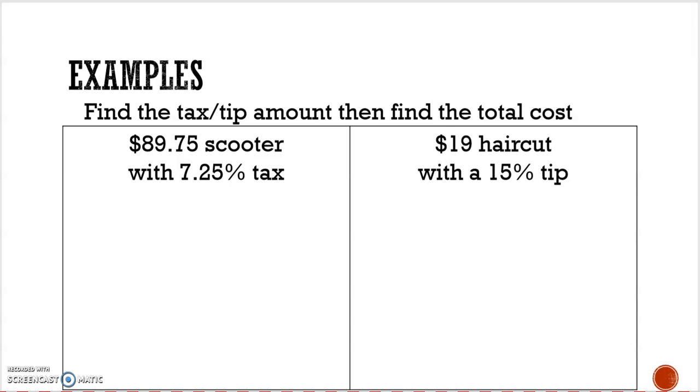All right, so a few examples. We're going to start by finding the tax or tip amount, and then we are going to find the total cost. So I'm going to change my 7.25 by moving it 2 spots to the left, so it's 0.0725. And I'm going to multiply that by 89.75.